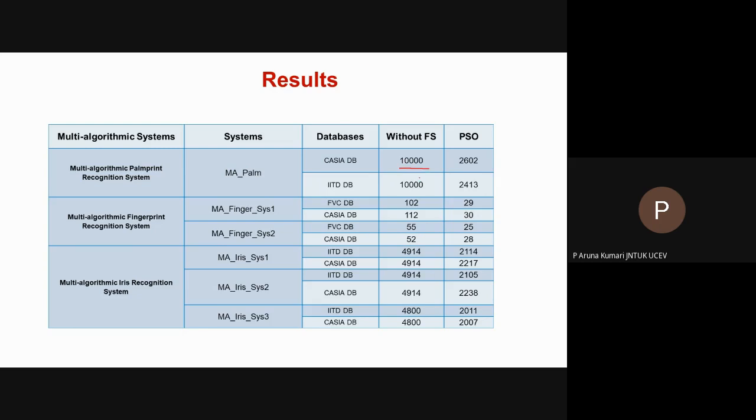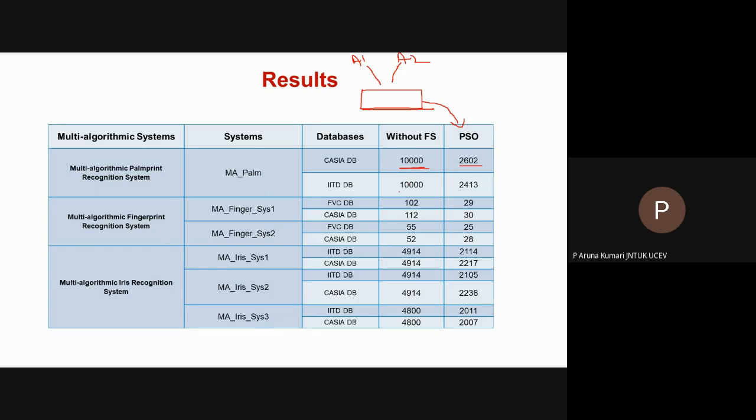After concatenating the palm print features from algorithm 1 and algorithm 2, once we have integrated them, the number of features is 10,000 without any feature selection. And once we applied PSO, particle swarm optimization, for the feature selection, the feature size decreased to 2602. That means among 10,000 features, 2,602 features have been selected as essential and important features from the palm print in the CASIA database.